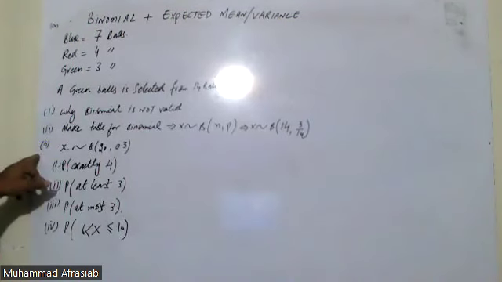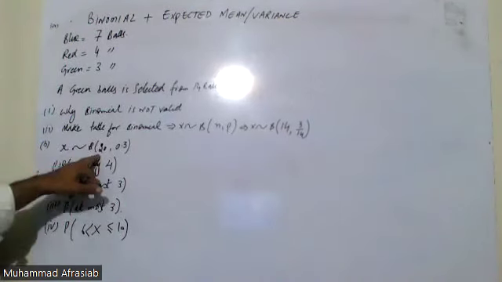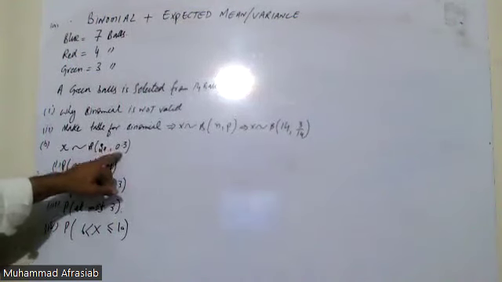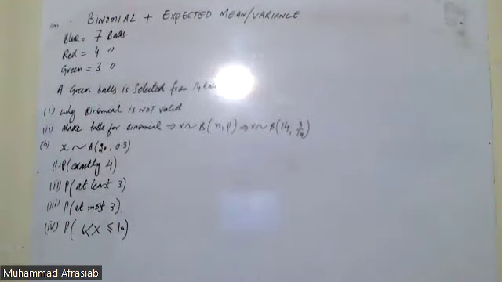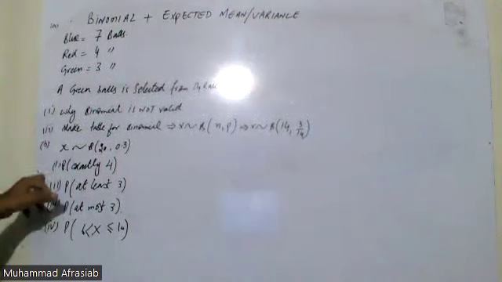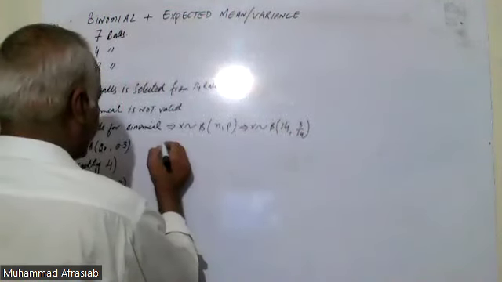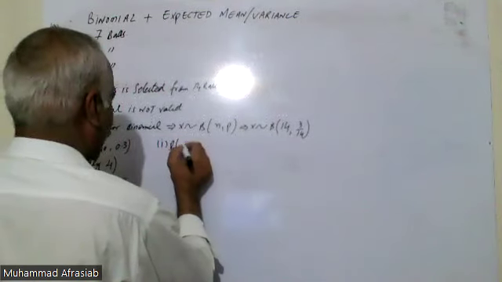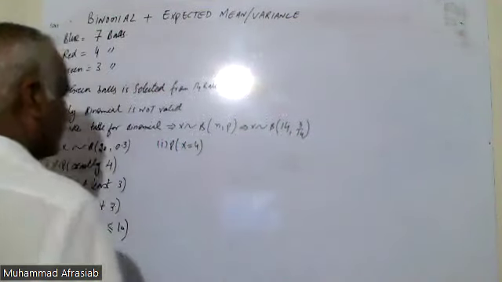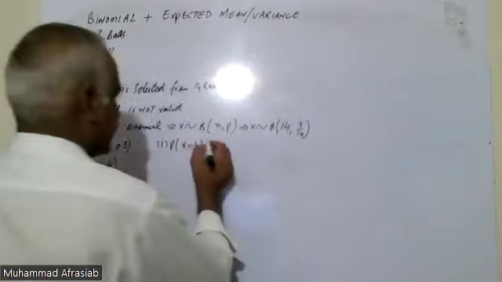Now for part B. X follows a binomial with 20 as the total number of trials and 0.3 as the probability of success. So find the probability of exactly 4 events. Exactly 4 means what? X is equal to 4.